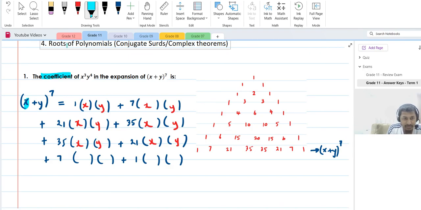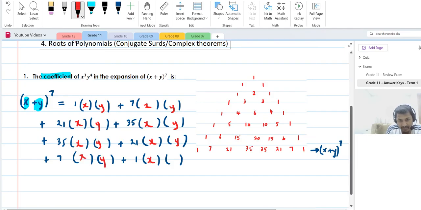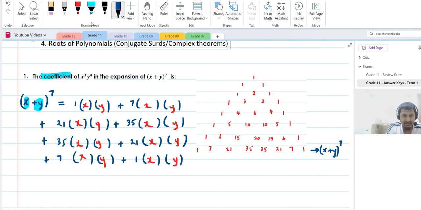Remember, the first part goes as x and this a and b, so in this case is x and y. And now when we're expanding the Pascal's triangle, we start counting from the highest power 7 down. So 7, 6, 5, 4, 3, 2, 1, 0. And for the powers of y, we count upwards from 0 up to 7. 0, 1, 2, 3, 4, 5, 6, 7.